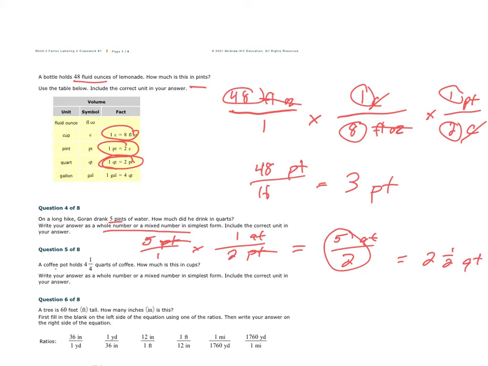Next question. A coffee pot holds 4 1/4 quarts of coffee. How much is this in cups? I'm going to go ahead and put this into an improper fraction. That's 17 fourths quarts is what I'm starting with. I'm not putting this over 1. I'm putting 17 quarts on the top and 4 on the bottom because that's kind of what it told us. How much is this in cups? Now I'm going to change quarts to cups.